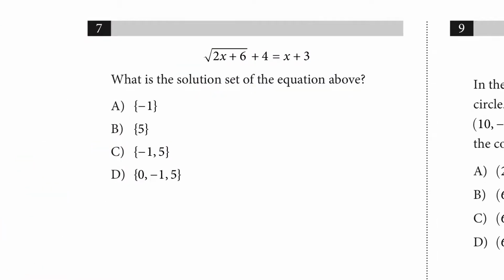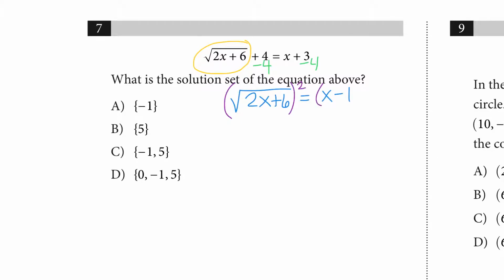Okay, problem number 7. We have the square root of 2x plus 6 plus 4. And the first thing that I notice is that we should probably isolate the radical. In other words, leave that by itself on one side. And so what I'm going to do is subtract 4 on both sides. And when we do this, we now have the square root of 2x plus 6 is equal to x plus 3 minus 4. That would be x minus 1. And now the next step would be to square both sides to get rid of the radical.